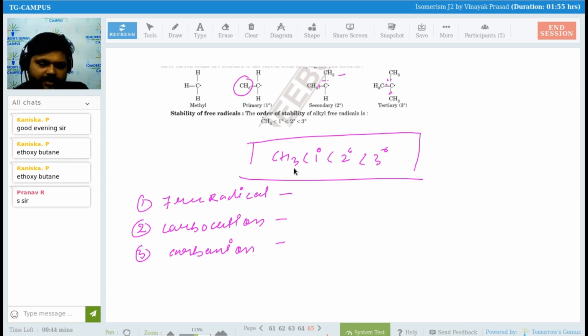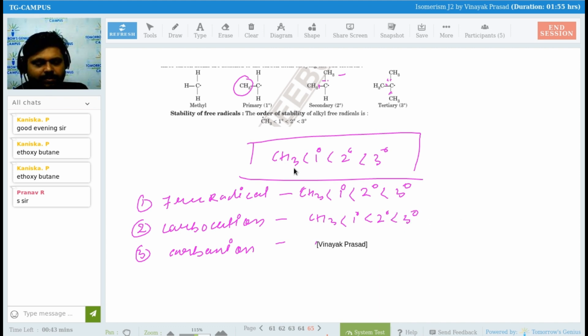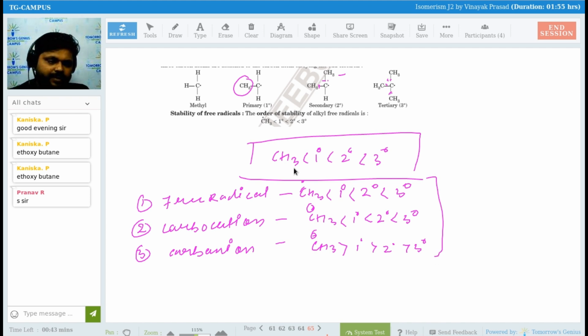No one has written anything, guys. Please write the stability order of the free radical. It will be CH3, 1 degree, then 2 degree, then 3 degree. In the case of carbocation, the same will repeat: 1 degree, 2 degree, then 3 degree. In the case of carbanion, CH3 with a minus sign, then 1 degree, then 2 degree, then 3 degree. This is the order that you have to learn. Is it okay?